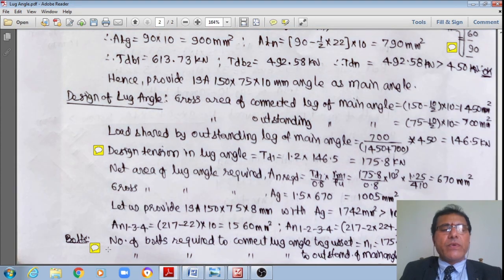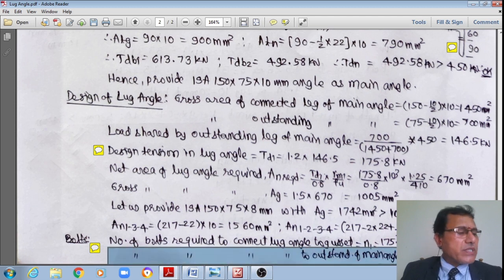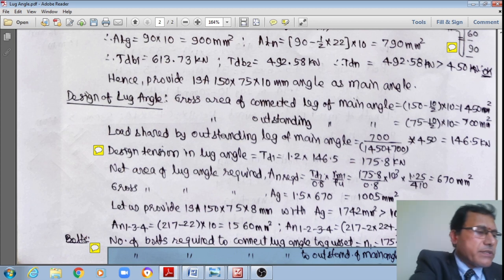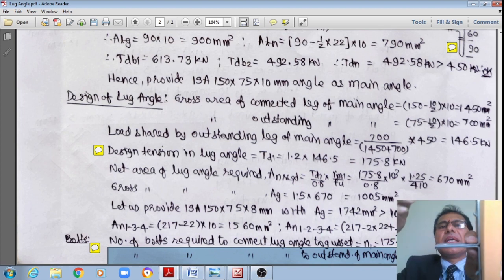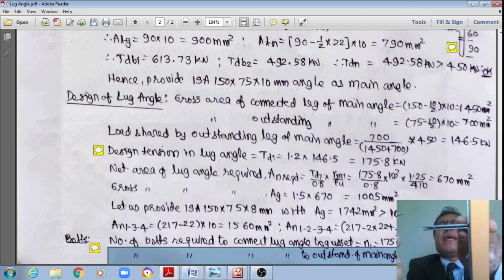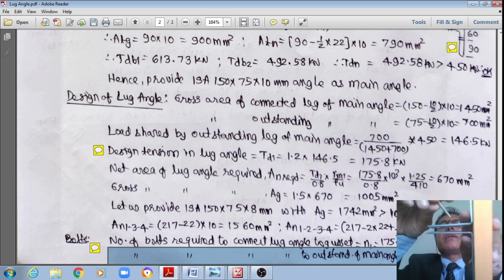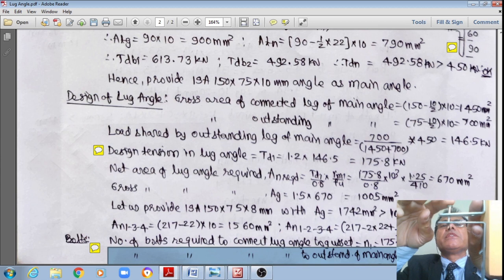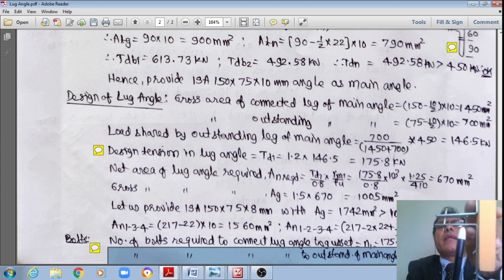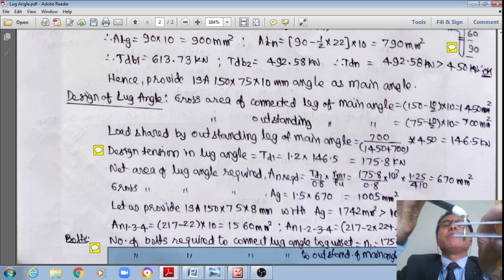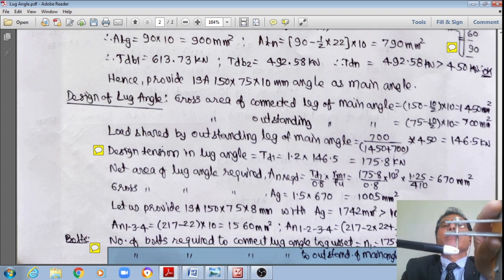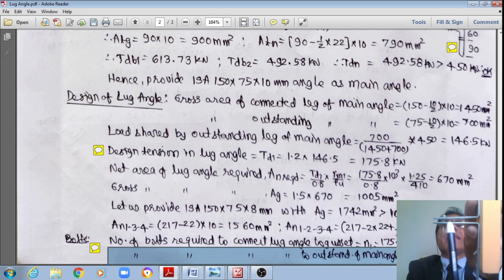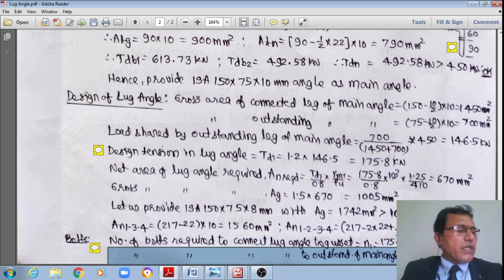Whereas the next one is the number of bolts required to connect the lug angle to the outstanding leg of the main angle. These bolts, student, right? These bolts which are connecting the outstanding leg of the main angle with the outstanding leg of the lug angle, these bolts I am trying to design. Now the code is saying that these must carry 40% more than the strength in the outstanding leg of the main angle.